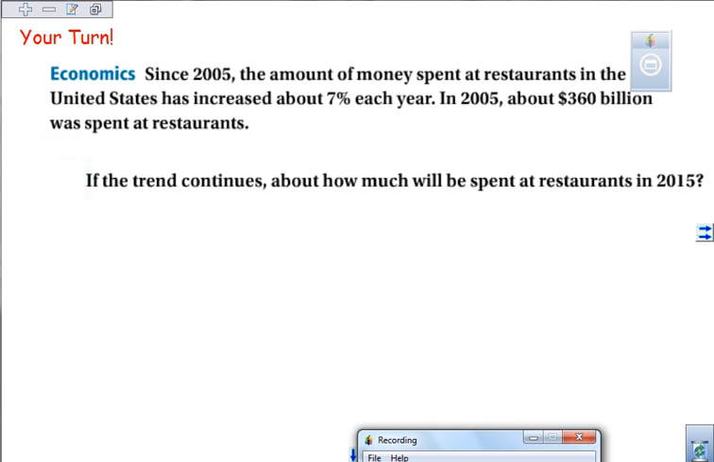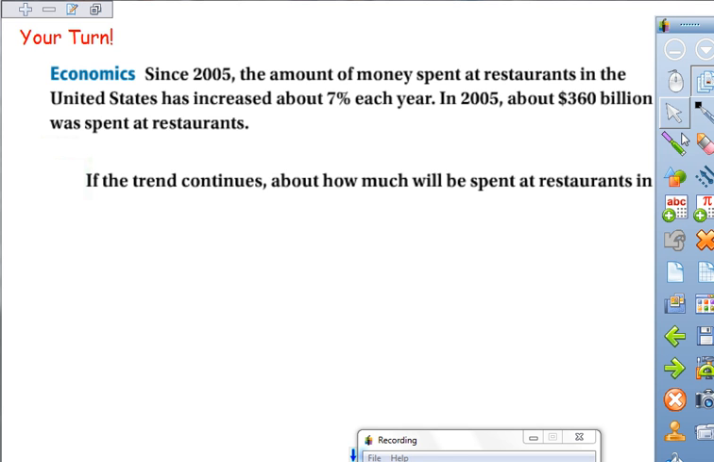Here's the next word problem. Since 2005, the amount of money spent at restaurants in the U.S. has increased about 7% each year. In 2005, about $360 billion was spent at restaurants. If the trend continues, about how much will be spent in restaurants in 2015?